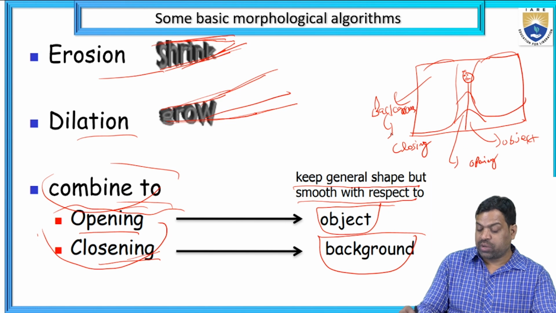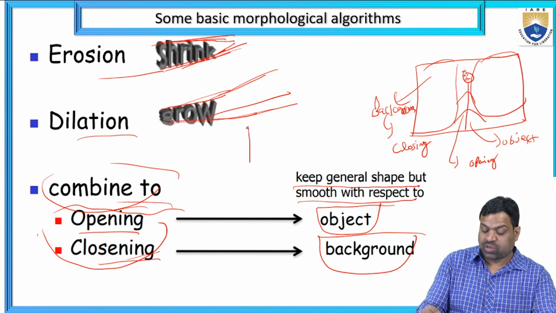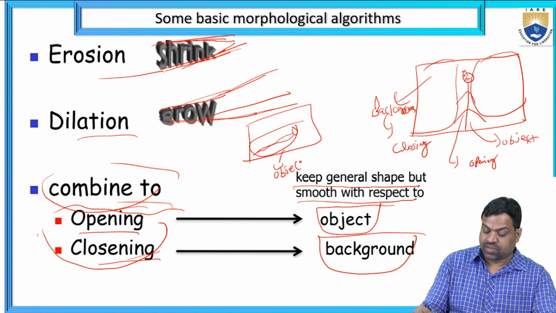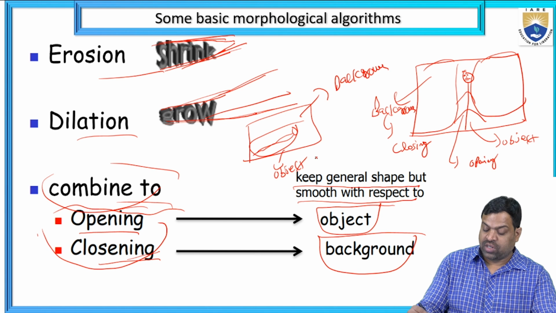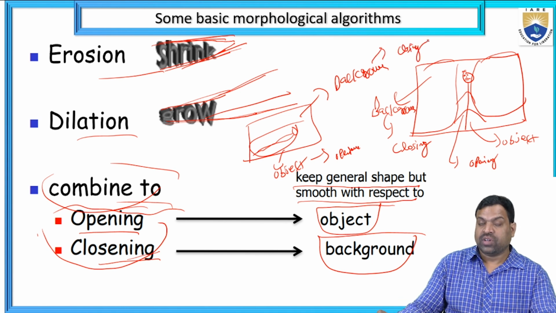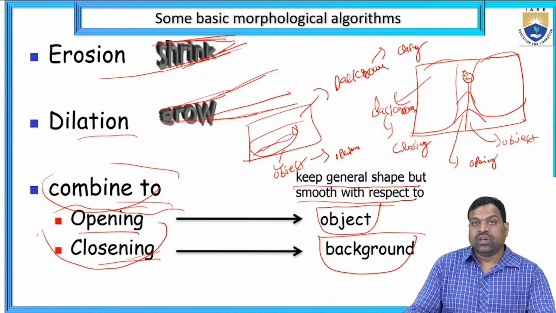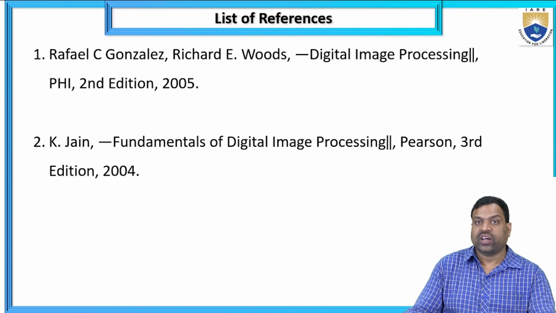Okay, object and background. Suppose I'm taking any animal. If I'm taking that object, okay, it is the object. This is the background. So this object I'm calling an opening, and this background I'm calling a closing. So erosion, dilation, and combining opening and closing are the very important roles of morphological algorithms.